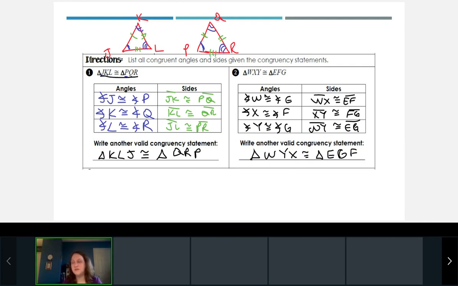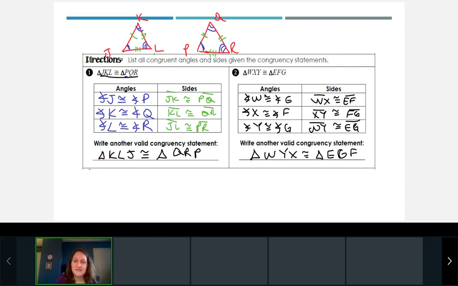All right, I put my answers on the board. Yours might be in a slightly different order. That's okay. As long as you have angle W and angle E congruent, angle X and angle F congruent, angle Y and angle G congruent. And then your sides, WX is congruent to EF, XY congruent to FG, and WY congruent to EG. And again, if you wrote those slightly differently, but the letters still match up, then you're good.